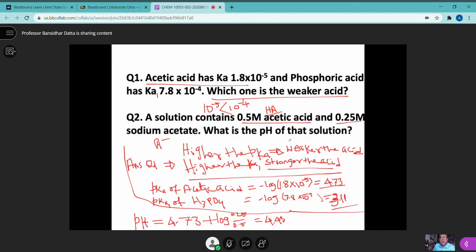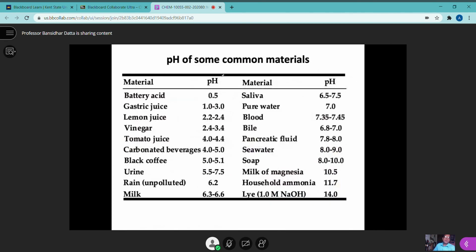I'll give you a list of the pH of some common materials. You don't have to remember, but take a look at it. Battery acid in your car, 0.5, very acidic, sulfuric acid in there. Gastric juice, 1.0 to 3.0. Pancreas dumping into the food, that's on the stomach. Lemon juice, 2.2 to 2.4. Vinegar, 2.4 to 3.4. Tomato juice, 4.4. Carbonated beverage, 4.4 to 5.